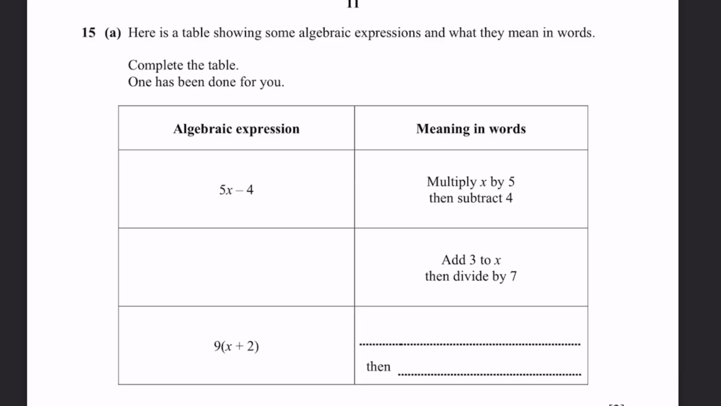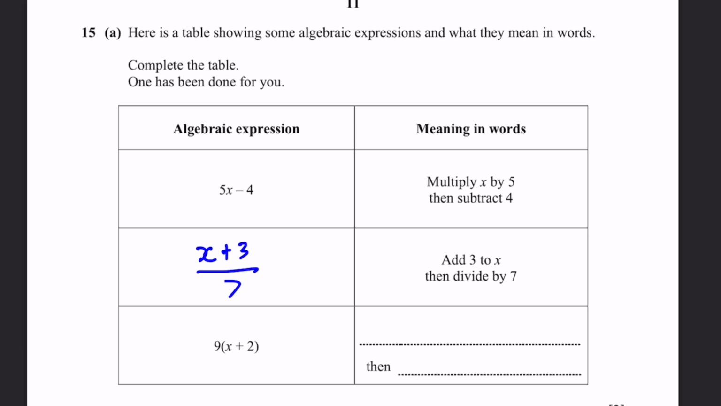Question 15. A. Here's a table showing some algebraic expressions and what they mean in words. Complete the table. One has been done for you. Algebraic expression. x minus 4. Multiply x by 5 and then subtract 4. So we need to find the algebraic expression. Add 3 to x and then divide by 7. So it's x plus 3 because we're adding 3, and then divide by 7, which means divide the whole thing by 7. And that's the answer.